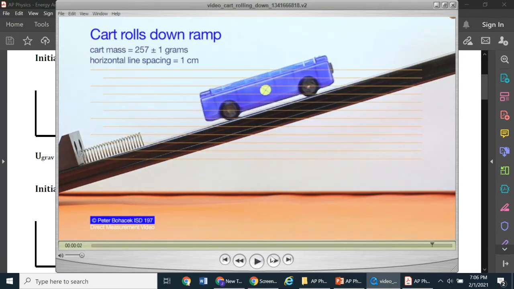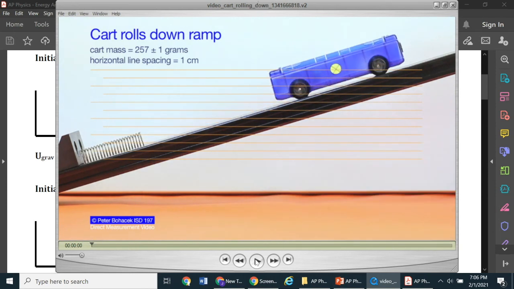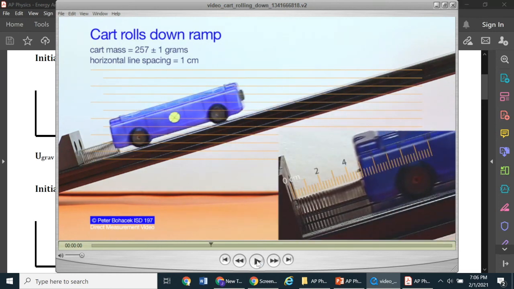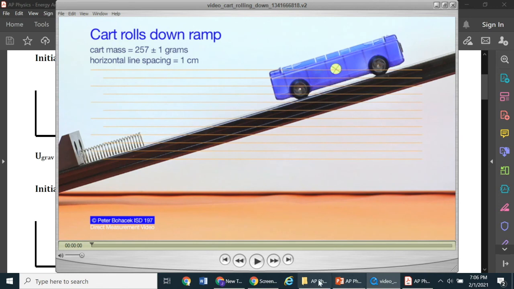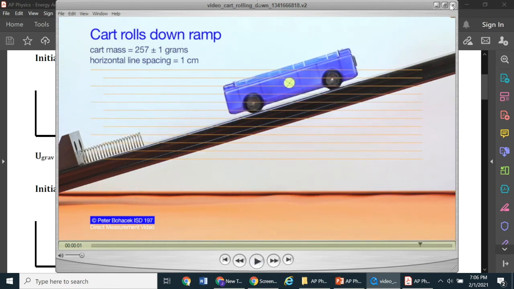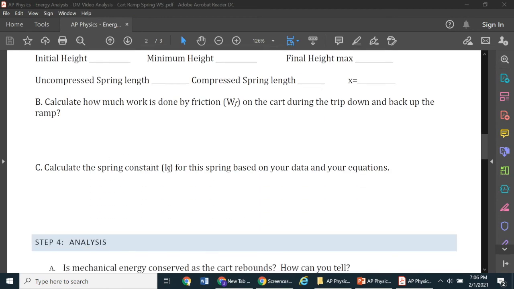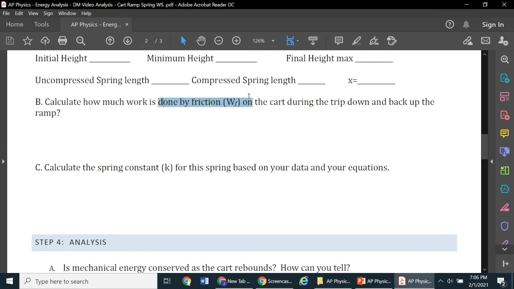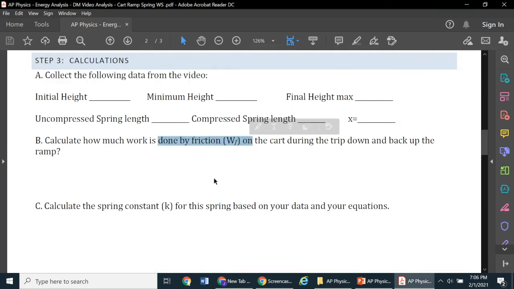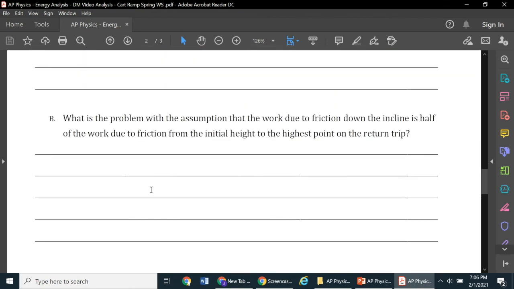It looks like that. And so basically what we're going to do is we're going to draw that first diagram from here to here, where it fully compresses the spring. And then we're going to do it again for the whole thing. And what you'll notice we'll be able to do, as it says here at the bottom, is we're going to be able to calculate the spring constant for the spring, and we'll be able to calculate the work that's done by friction by collecting the data that's shown here. And then we'll be able to do some nice analysis questions here at the end.